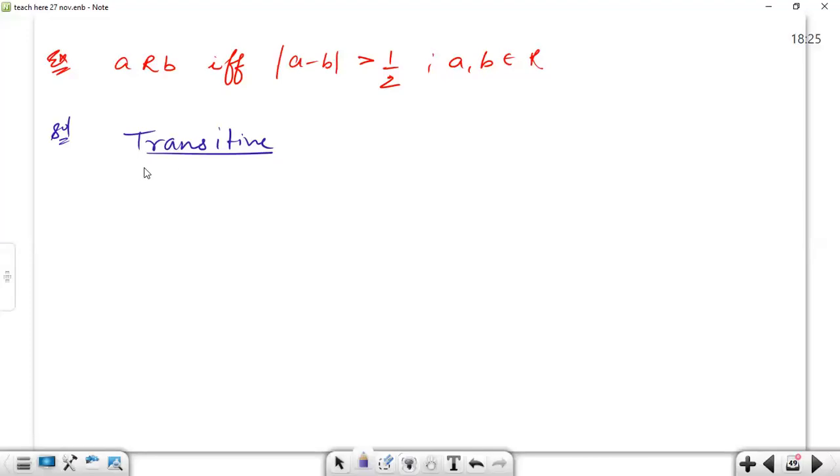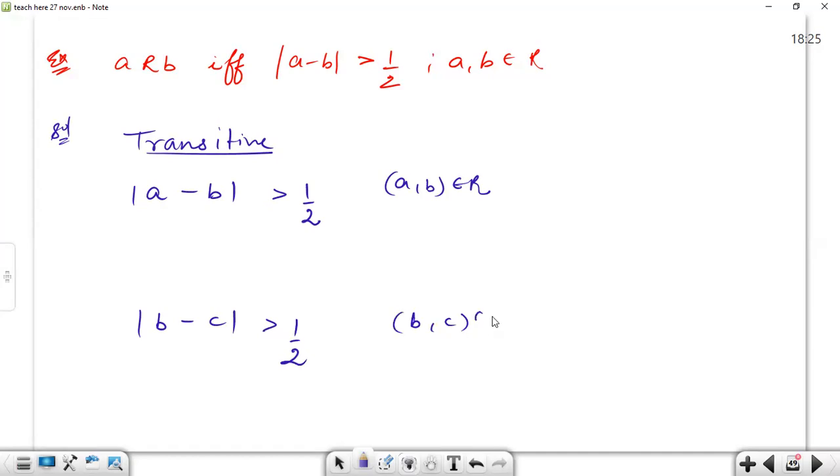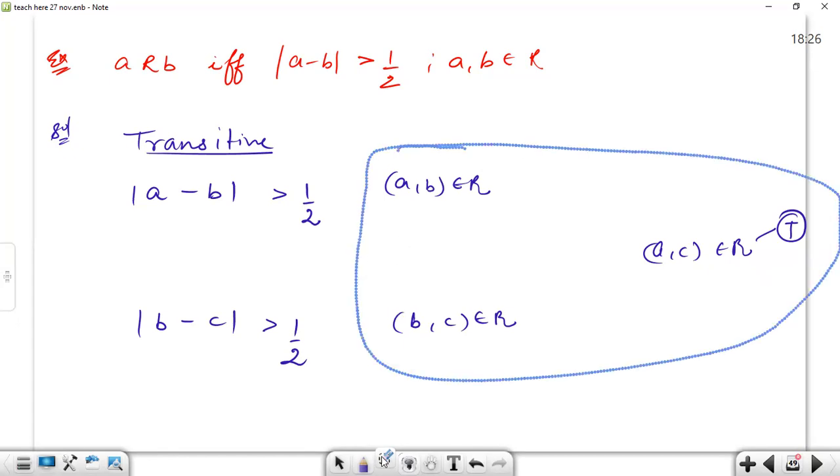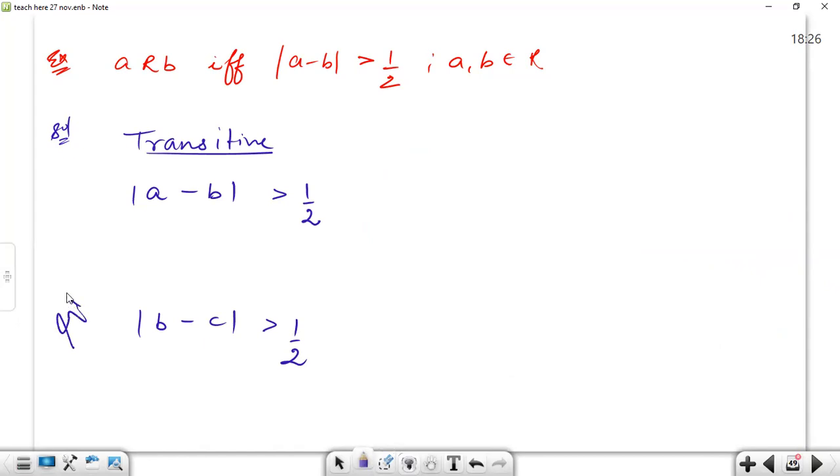If checking transitive, it is given to us that a minus b's difference is greater than half, which is saying that AB belongs to the relation, and b minus c is greater than half, which is equivalent to saying that BC belongs to the relation. Now we have to check whether AC belongs to the relation or not. If it does, then we write that the given relation is transitive, otherwise not. Do you understand till now? Yes, sir. So considering these given conditions are true.